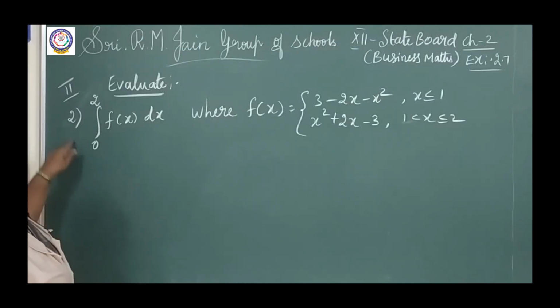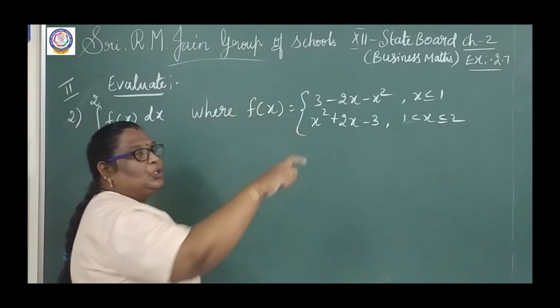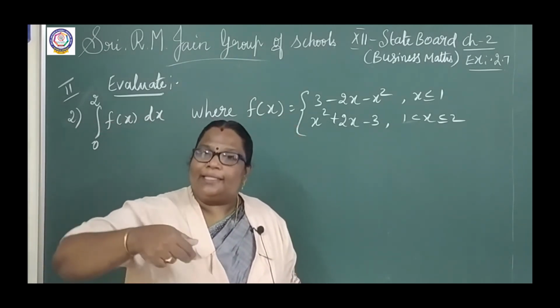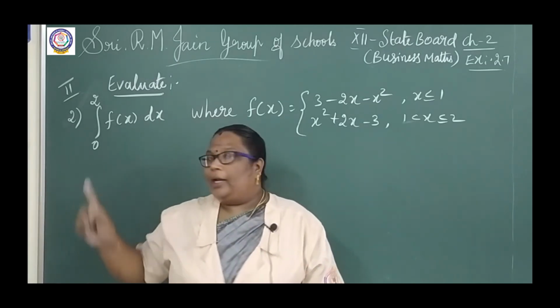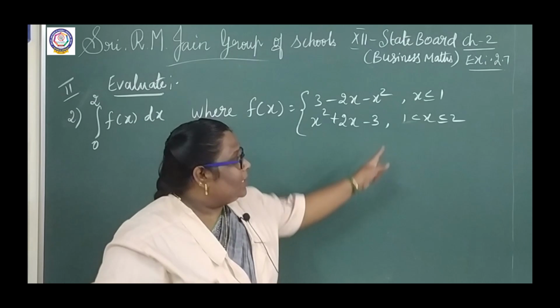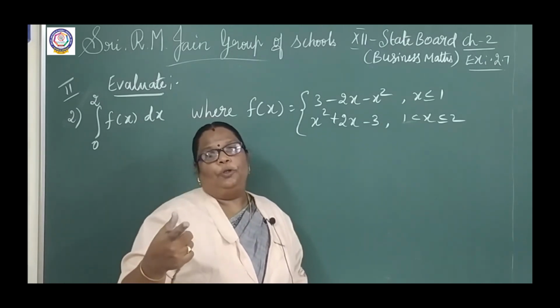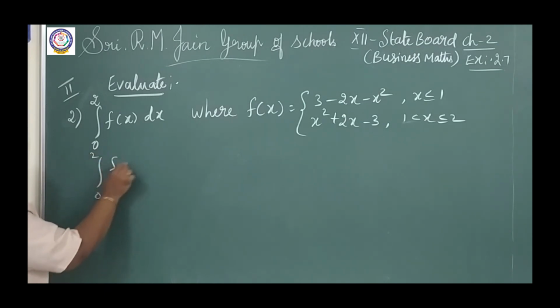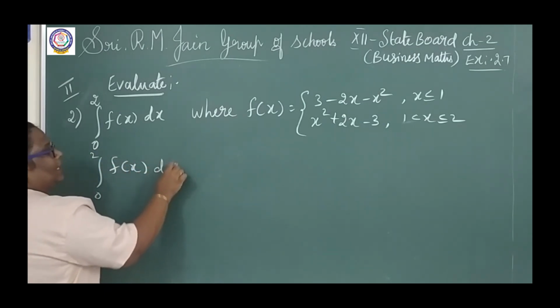See the second sum, second subdivision, integral 0 to 2 f of x dx. In this sum also, f of x is given in 2 intervals. One is x less than or equal to 1, which starts from 0 because the lower limit is given as 0. So, 0 to 1. What is the next limit they have given? 1 to 2.